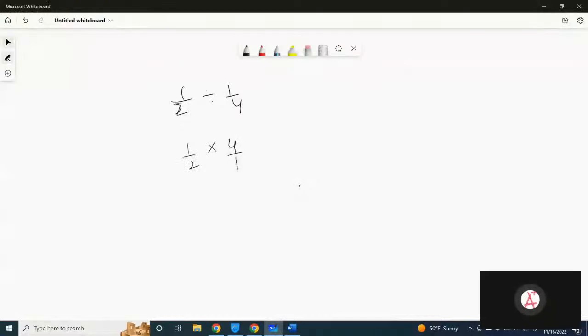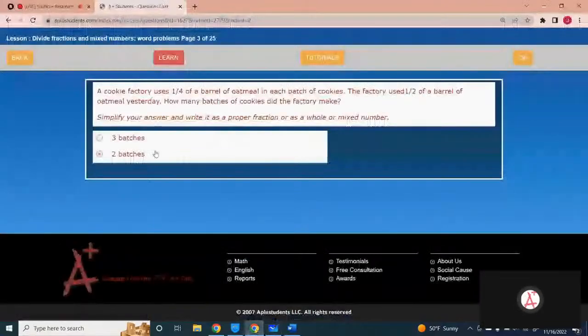Replace the division sign with multiplication. It would be 4 over 1. 4 times 1 is 4 and 2 times 1 is 2. It would be 2. Yes, just select the correct option and then click on the OK button.